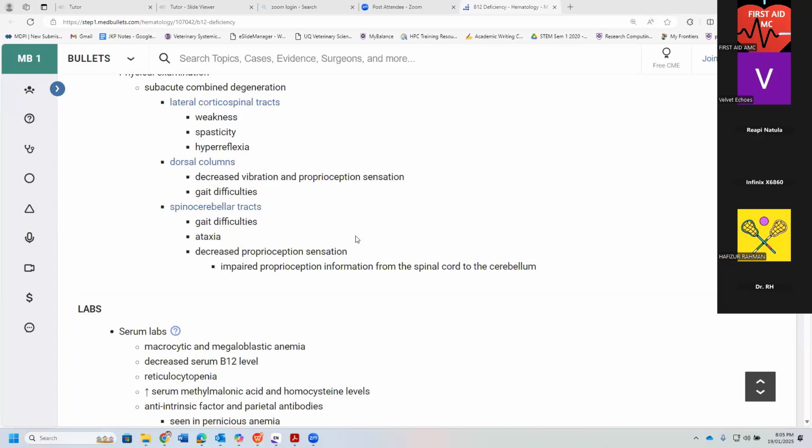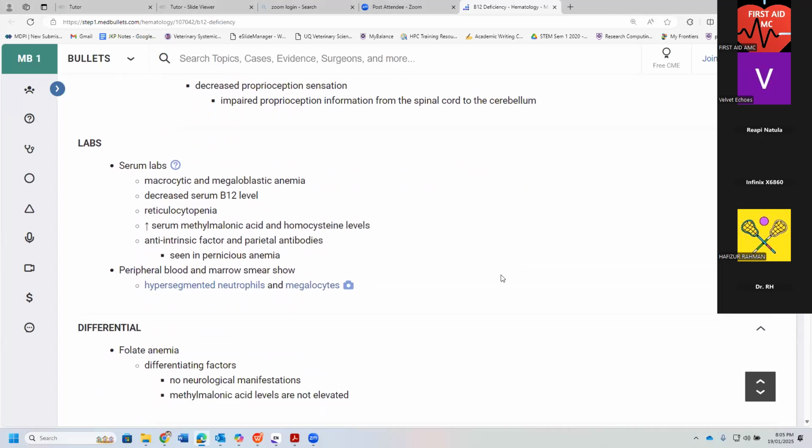So remember, guys, it does not affect the brain. It affects your spinal cord tracts. Okay. And 3 tracts. They can ask questions about what tracts are involved in subacute combined degeneration of the cord. So you have to remember the names of these tracts as well.